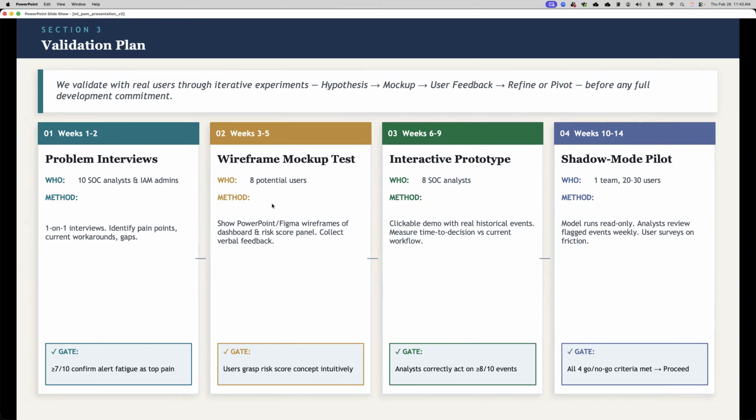The second experiment uses simple wireframes to test whether users intuitively understand risk scores and workflows. The third experiment introduces an interactive prototype with historical events to measure decision speed and accuracy. And finally, a shadow mode pilot runs the model in read-only mode to collect real-world feedback before any enforcement is enabled. So these are different experiments, or you can also call them gates.